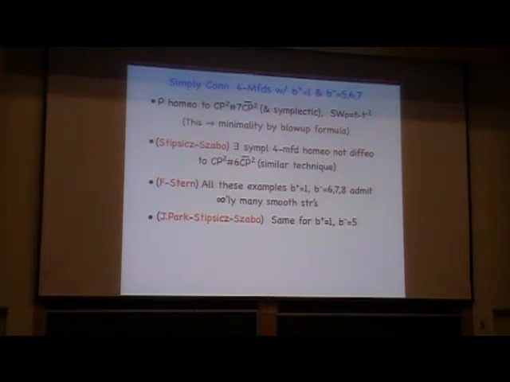And about 2 days after I sent Andras, Zoltan, and Jung-il a preprint, they wrote back saying, well, we can do the same thing for b minus equals 5, and they did.